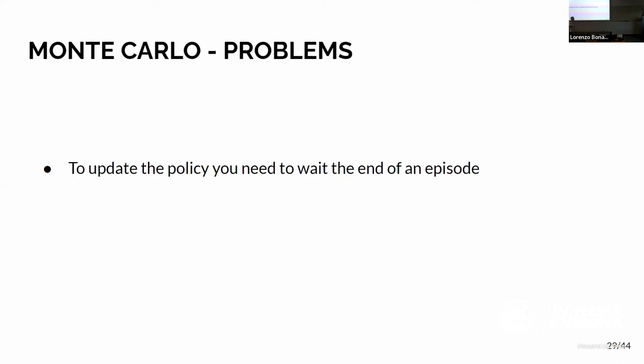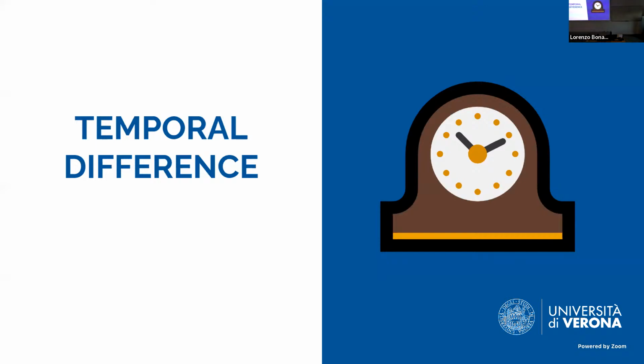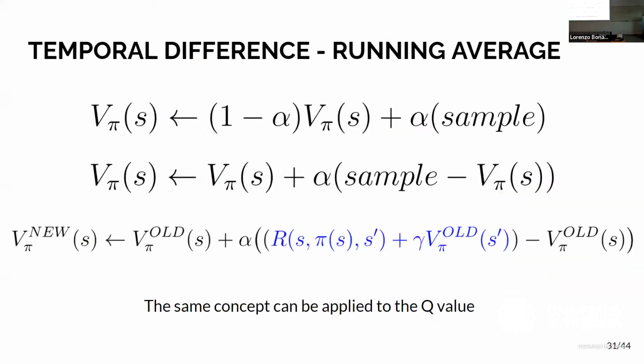This algorithm has a problem. The problem is that you update the policy only at the end of an episode. But this is slow. We want to do it faster, because an episode might be really long and might take a lot of time to generate. And there comes temporal difference. Temporal difference updates the policy at each step.